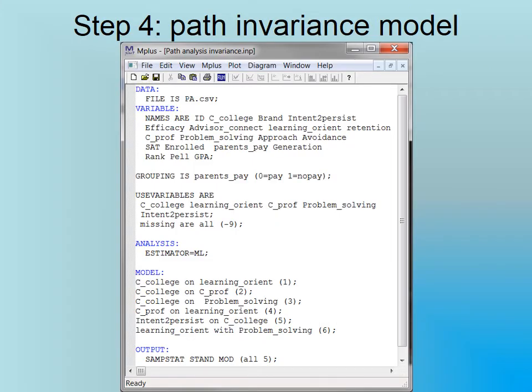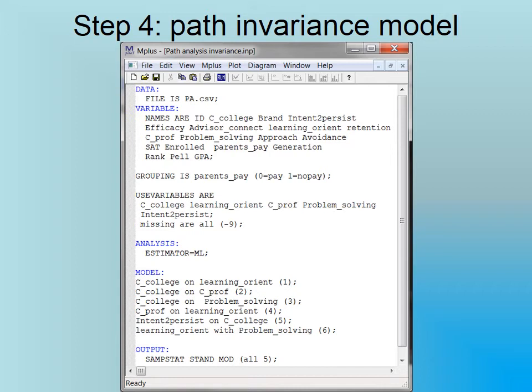Here we're going to test for path analysis invariance, which is basically step 4. The only really different code we have here is under the model statement. You can now see the 1 through 6, which refer to the parameter constraints. They want to be equal across both groups. The most important thing to notice here is you have one line of code for each constraint. Typically when you estimate this model, you'd have C college on learning orientation, C prof, and then also problem solving all in one line. But that can't be the case here.